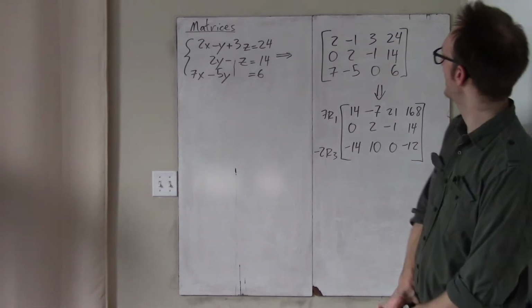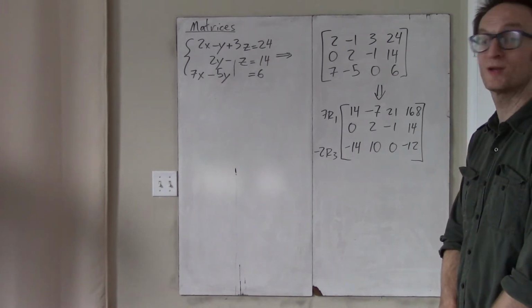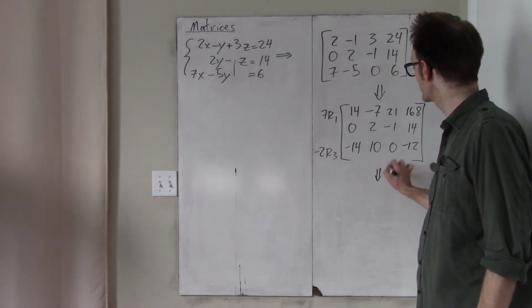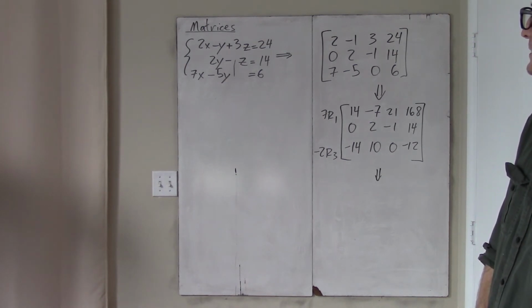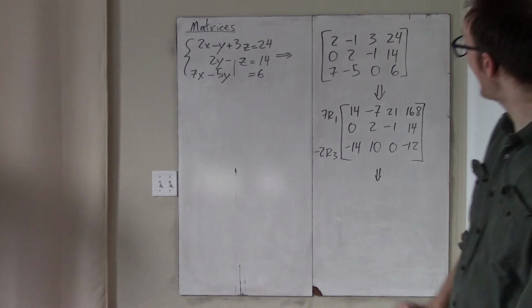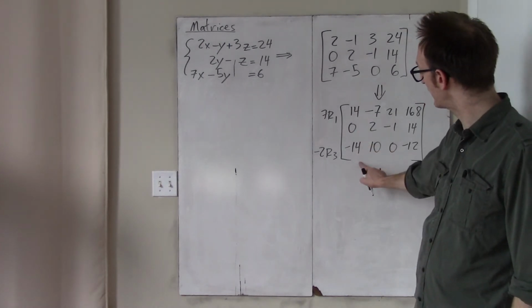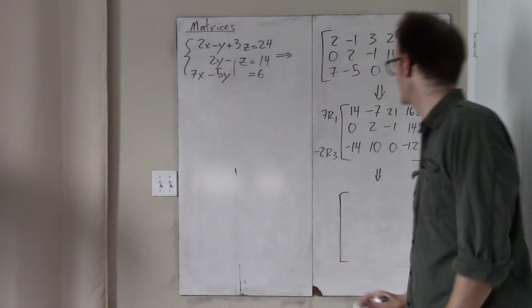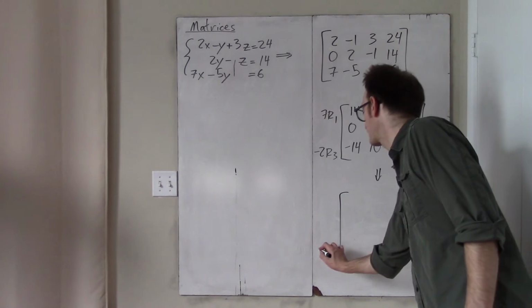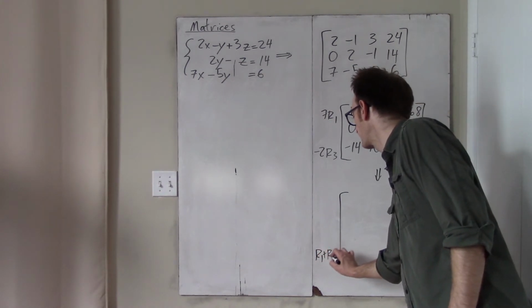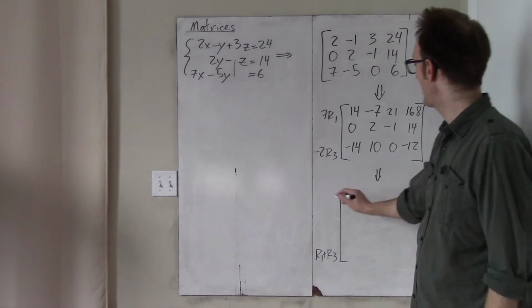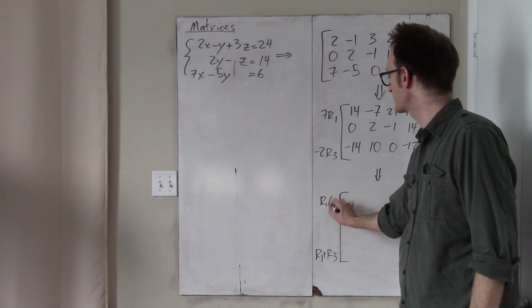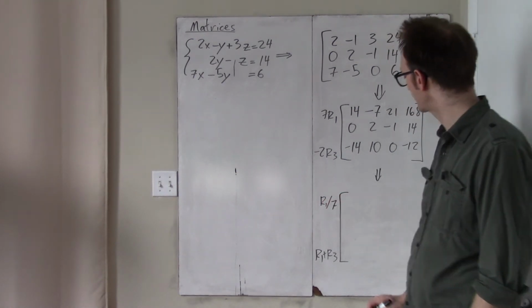I did that because I wanted to avoid fractions. And now the goal is to clear all the space down here. So what I'm going to do next is just replace row 3 with row 1 plus row 3. And now, by the way, I don't need row 1 to be so big anymore, so I can just divide back through by 7.